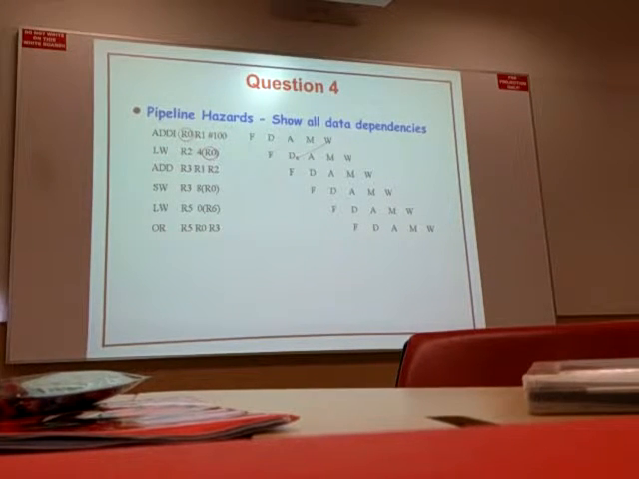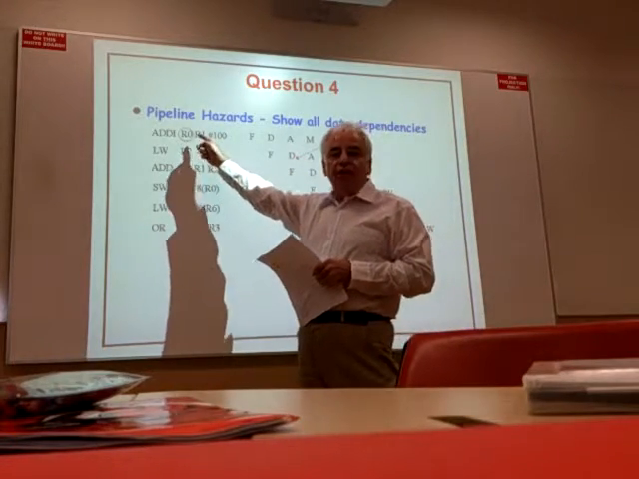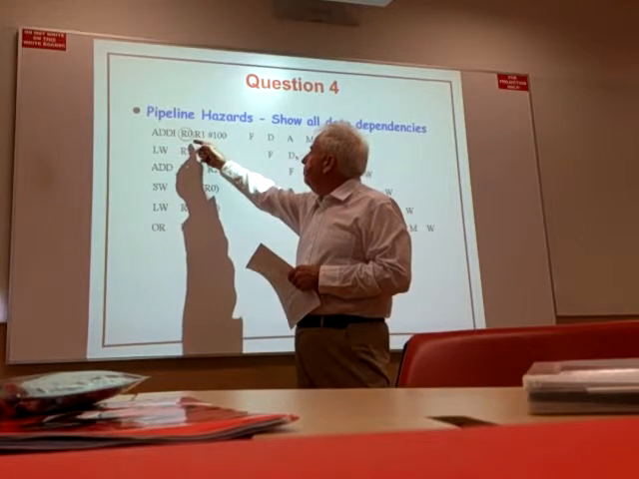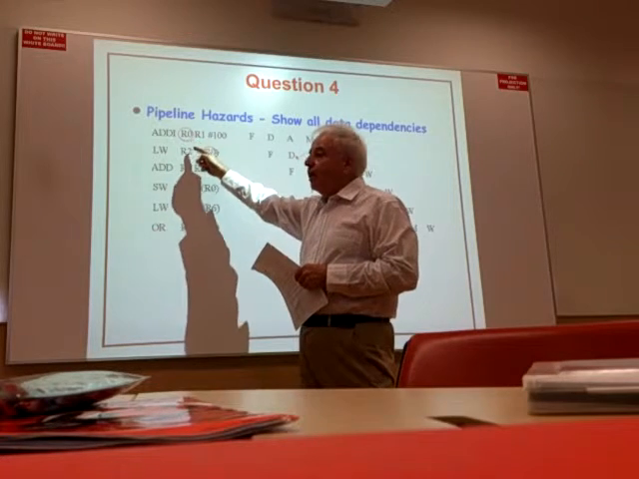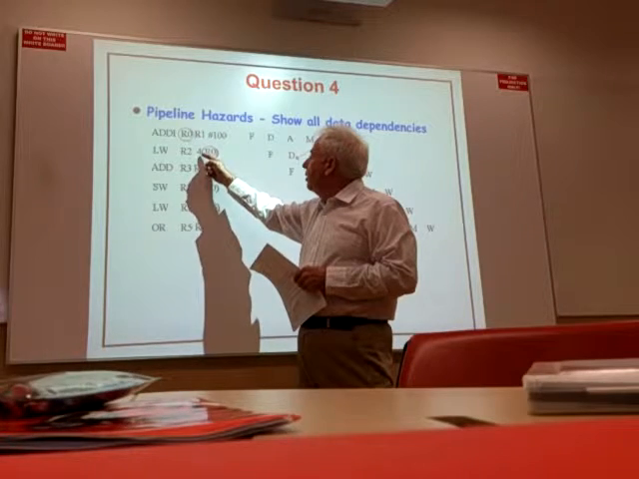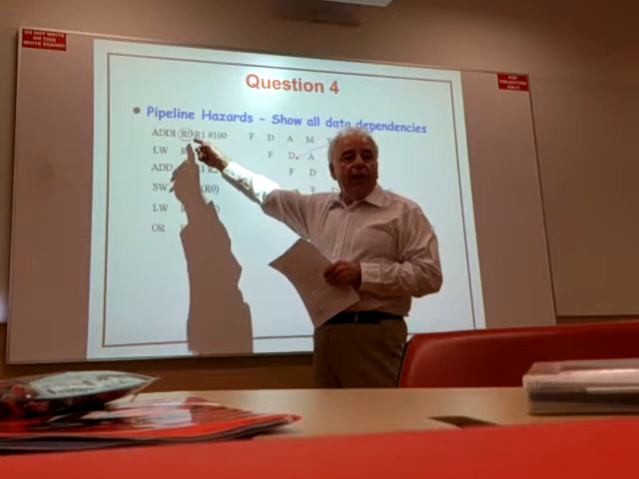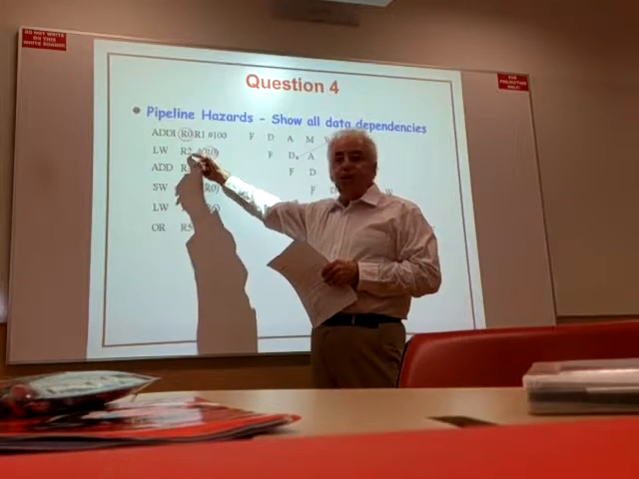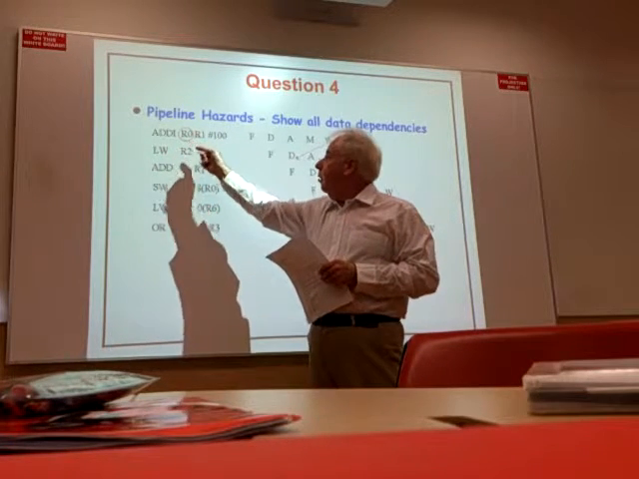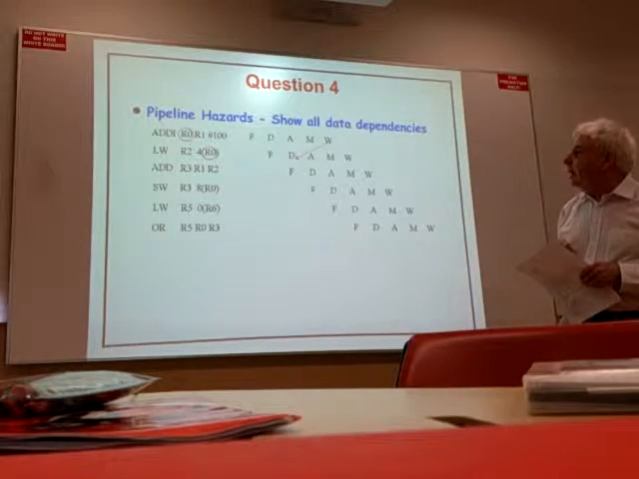Okay, so we're given one example of a data dependency. Here we have a register R0. This instruction adds R1 and 100 and puts the result in R0, and the next instruction uses R0 to load a word into R2. So here we have a data dependency. If we start to execute this instruction before we finish this one, we may get the wrong result.